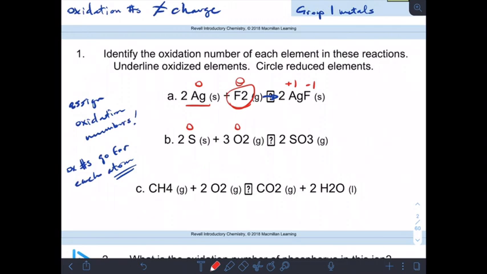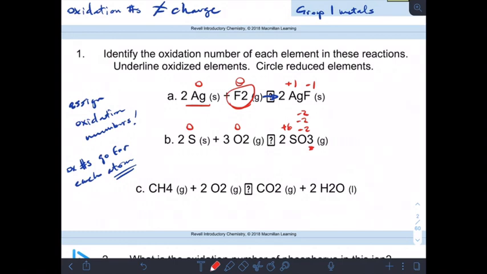Now, let's take a look at our sulfur trioxide, excuse me, okay? So each oxygen is a minus 2. So minus 2, minus 2, minus 2, okay? Because I have 3 of them, right? So in order for this whole molecule to be a 0, I need it all to balance out to 0. That means that sulfur has to be a plus 6.